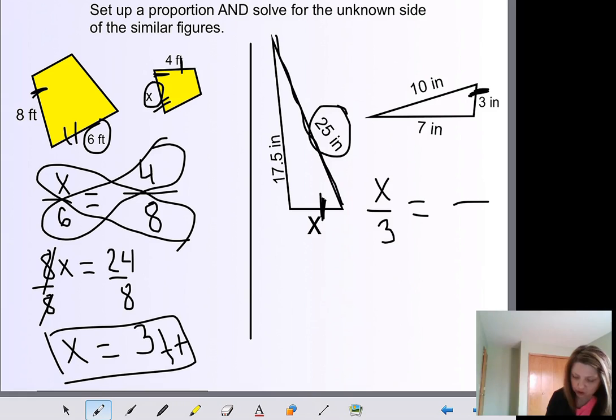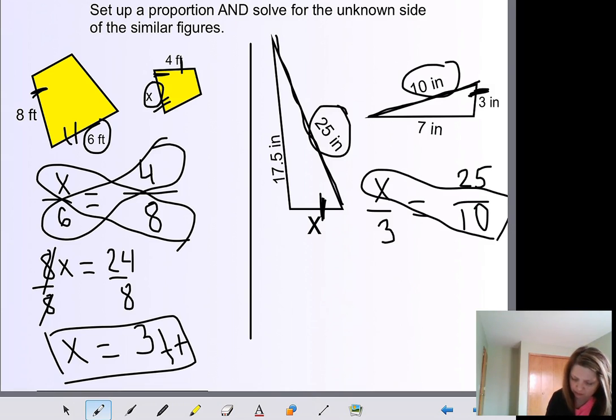And because the unknown side is right here, I'm going to start with 25, and then 2, this is the other one, 2, 10. So I'm matching the longest sides of the two triangles.